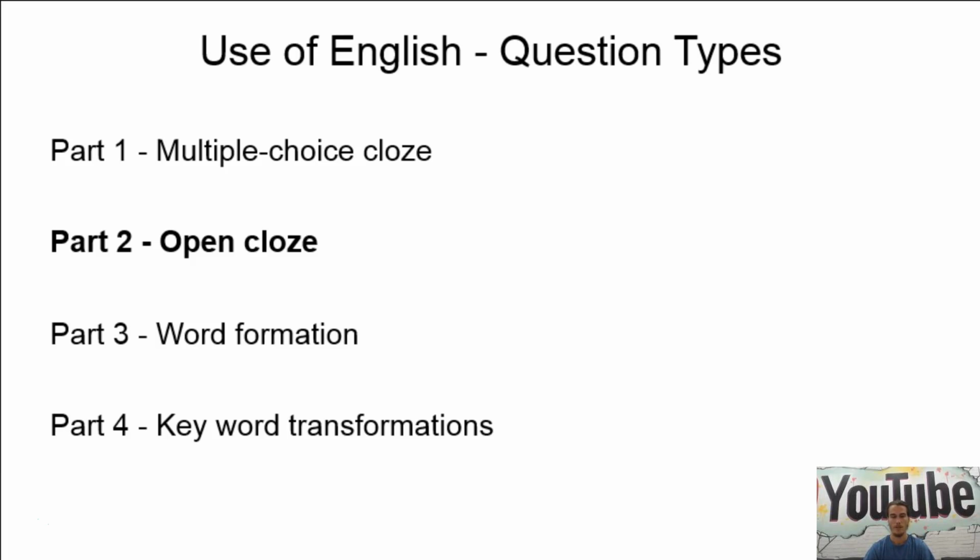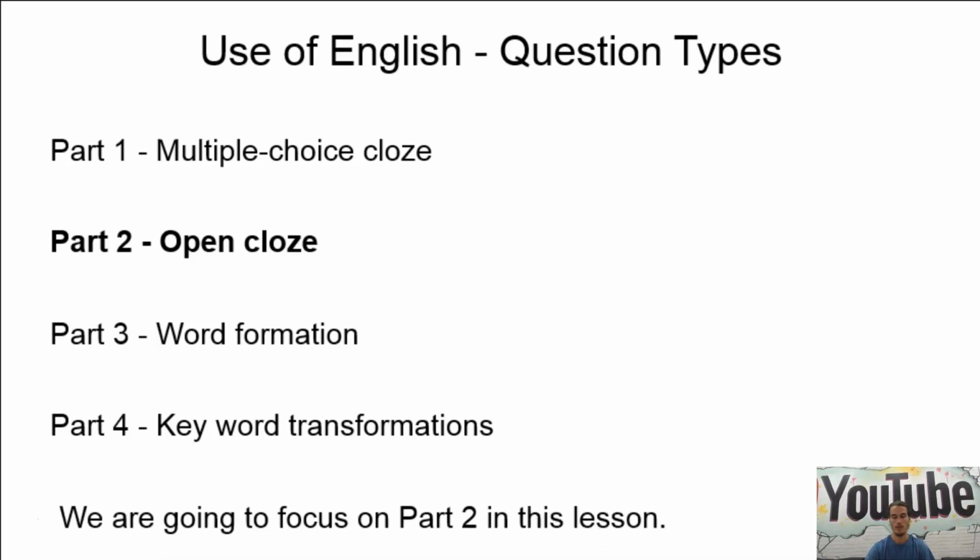So let's have a look at the different question types that are involved in the use of English paper. You have part 1 multiple choice close, part 2 open close, part 3 word formation, and part 4 keyword transformations. And as I said, we're going to be focusing on part 2, the open close, in this lesson.